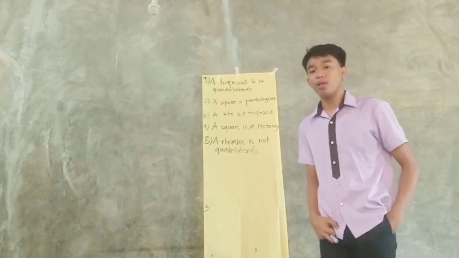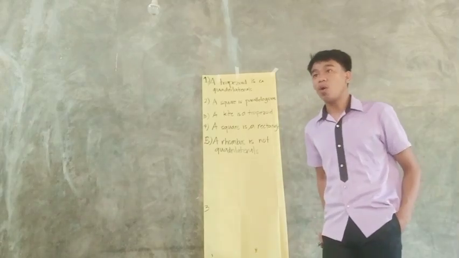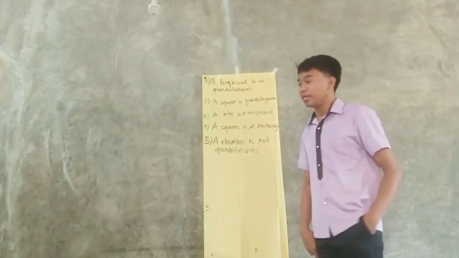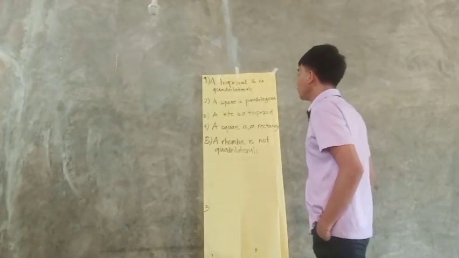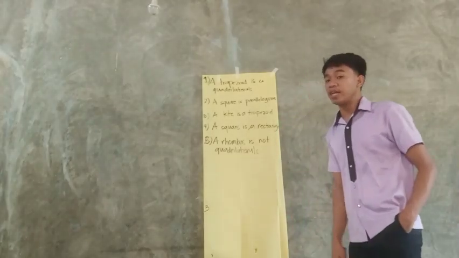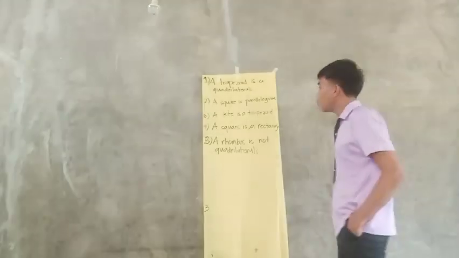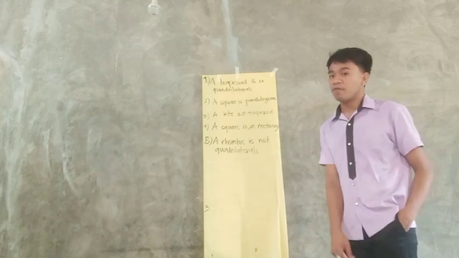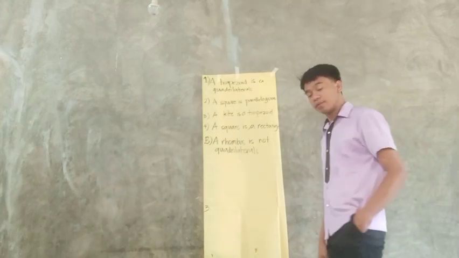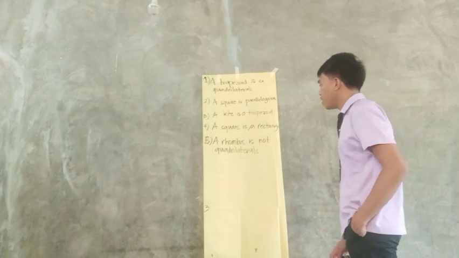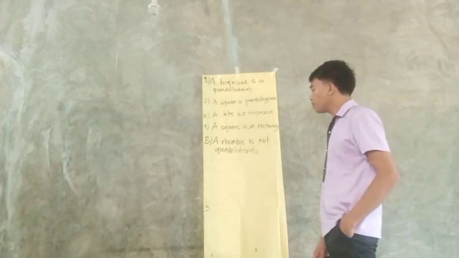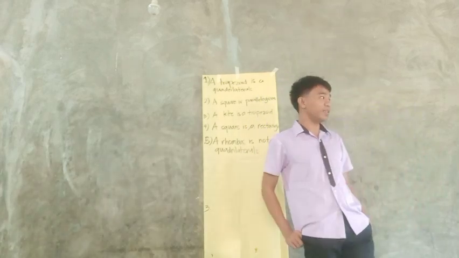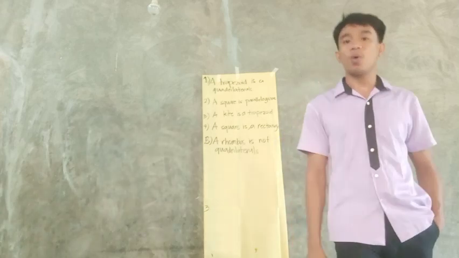For your next activity, called Fact or Bluff, you are going to identify if each statement is a fact or a bluff. You have 5 minutes to do this, but before that, I will read the statements. Number one, a trapezoid is a quadrilateral. Number two, a square is a parallelogram. Number three, a kite is a trapezoid. Number four, a square is a rectangle. Number five, a rhombus is not a quadrilateral. Alright, you have 5 minutes to do this activity, and after 5 minutes, we will answer these together.